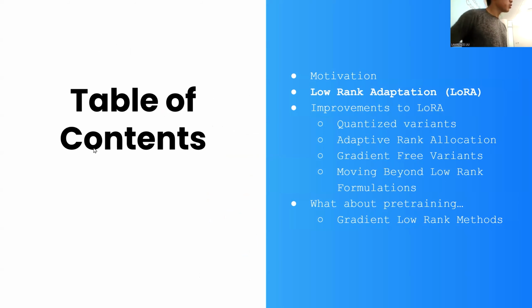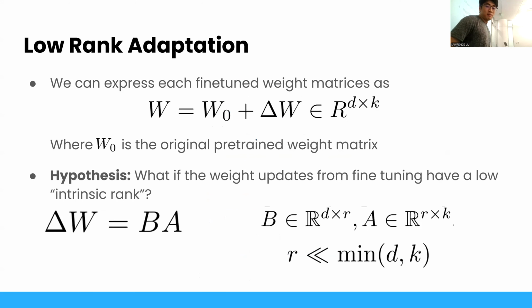So let's move on towards low rank adapters. We can express each of the fine-tuned weight matrices as the sum of the original weight matrix, W naught, and what the fine-tuned part adds. So that's delta W. The hypothesis that LoRA comes up with is that what if the weight updates of fine-tuning have an intrinsic low rank?